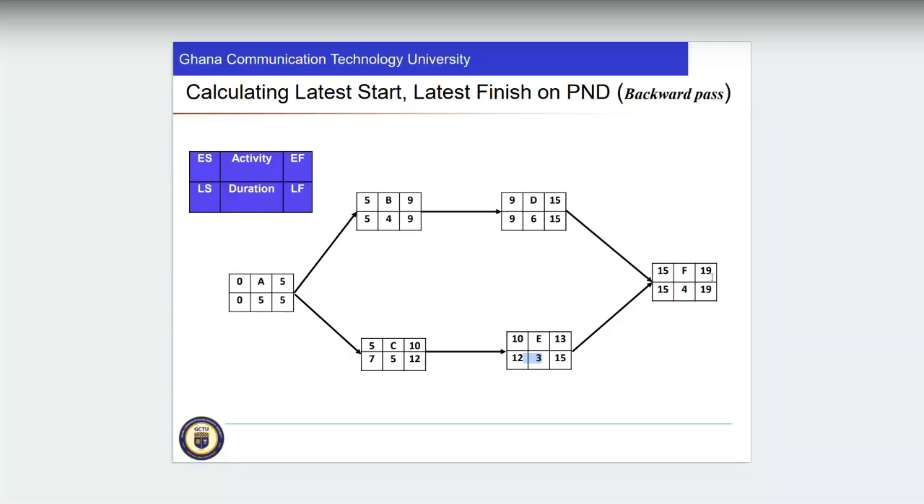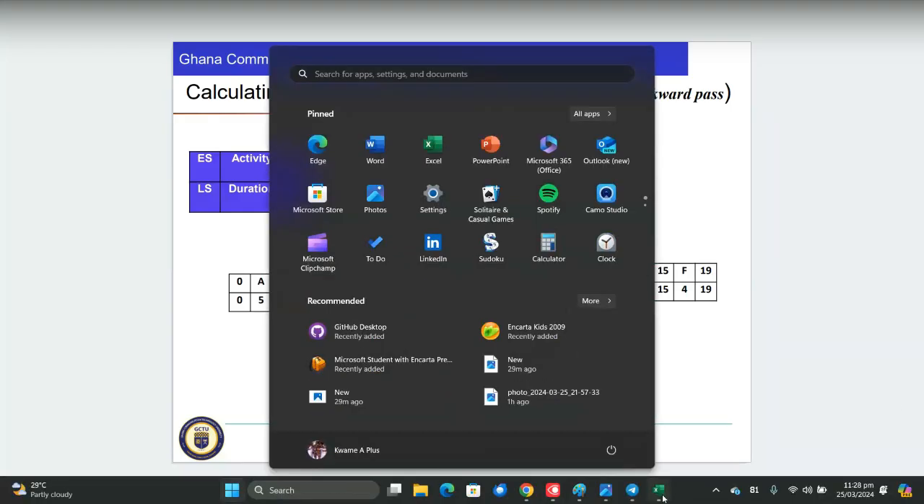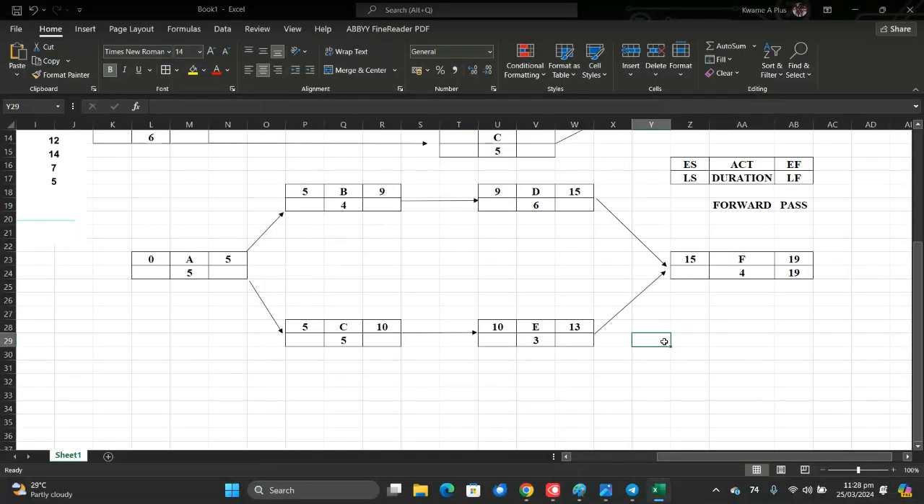So let's get back. At least just get to know the formula way. Sometimes it's a little bit confusing, but if you get it on your fingertips, it becomes very easy. So we understand the forward pass. Now the backward pass. Since this is the last one, the earliest finish becomes the latest finish.